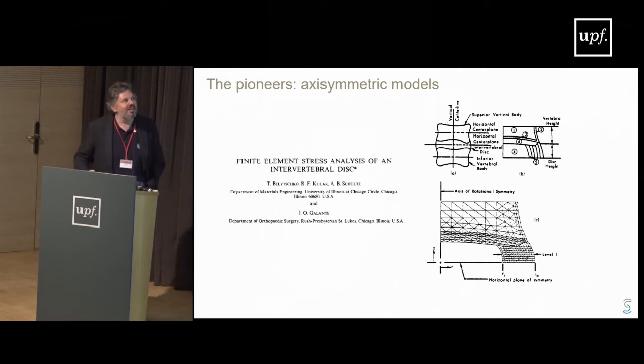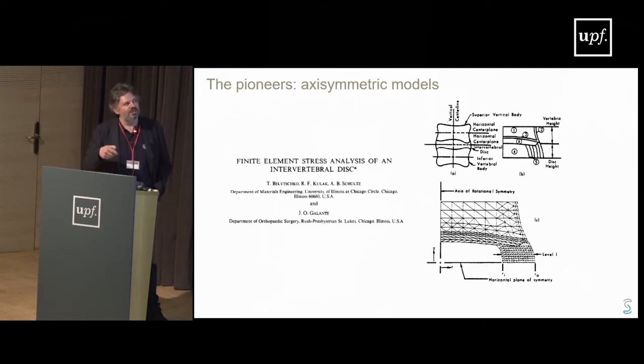Then we have the axisymmetric models, also staying in the old days. That's basically, we exploit the fact that vertebrae and discs are somehow cylindrical. They are axisymmetric, so they have symmetry around the axis. So if we make this 2D model and we imply that the model is symmetric around the axis, we can somehow approximate the 3D behavior of the vertebra and the disc without having a full three-dimensional model like the one that we use today.